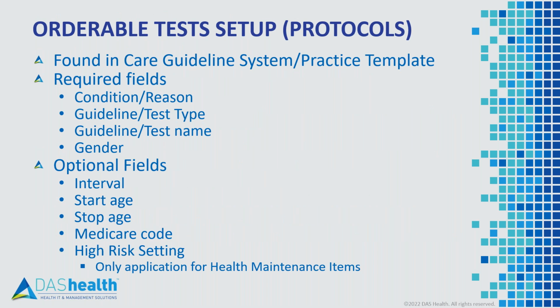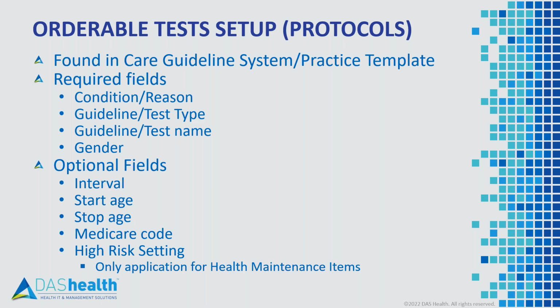The next piece of configuration is in the Orderable test setup panel. If you're a little bit more seasoned with NextGen, these used to be referred to as protocols. And this is where you will set up lab tests, diagnostic studies, orders, all of those for a guideline. So when setting these up, your required fields are condition reason, guideline test type, guideline test name, and gender. You have the option to include things such as interval, start age, stop age, Medicare code, and high-risk setting details if you're adding health maintenance item as indicated in the condition reason field.